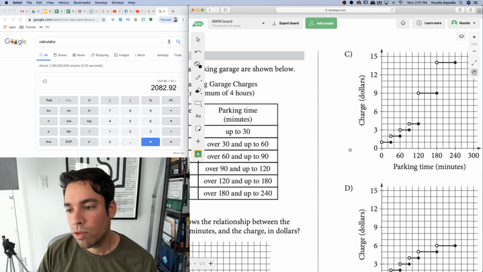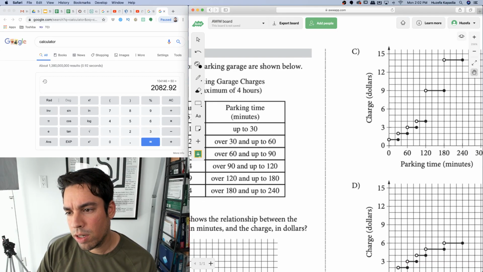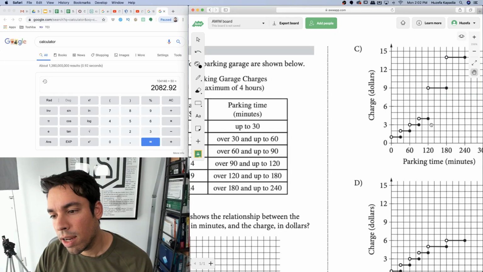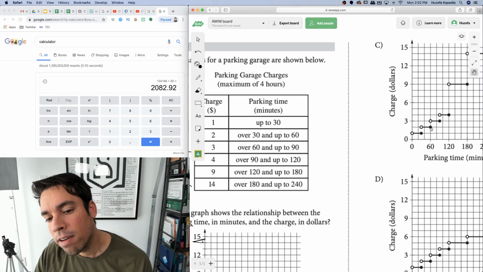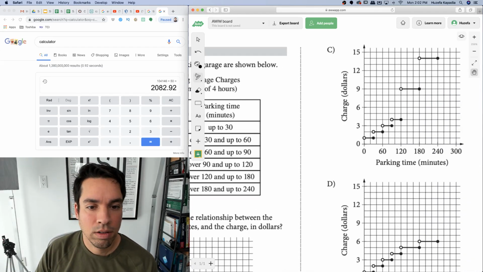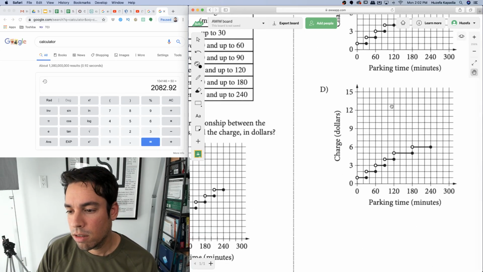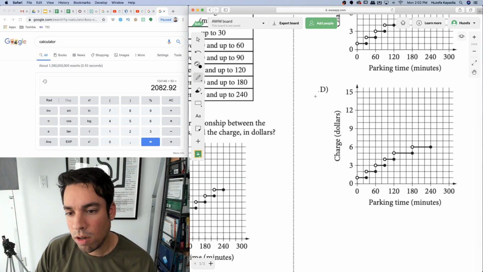Okay, this one. It looks good because it goes to 240. That's 180 to 240, 120 to 180, 90 to 120, 60 to 90. This one looks pretty good. Let's try D. No, look at this. Doesn't go up to 14. D is totally wrong. Okay, let's see.